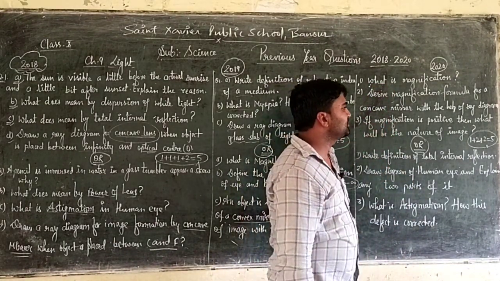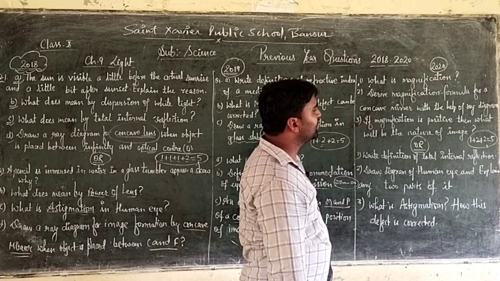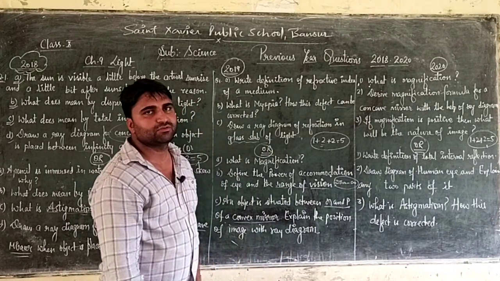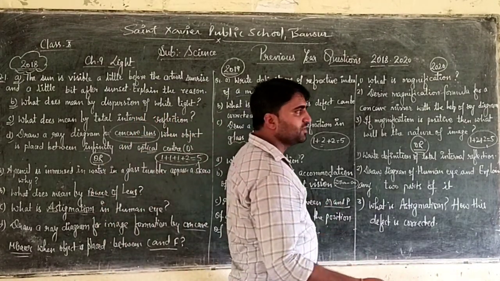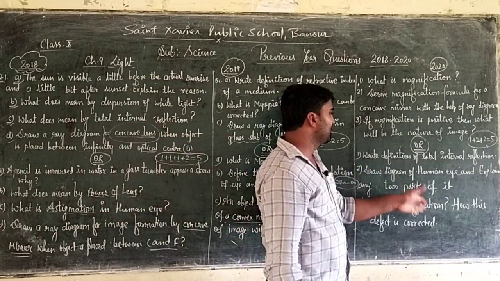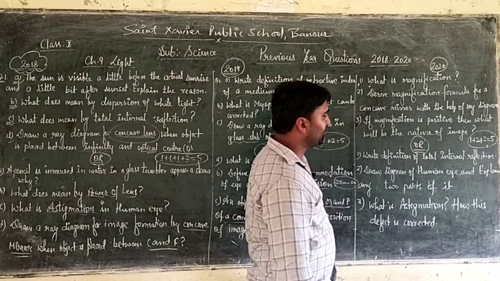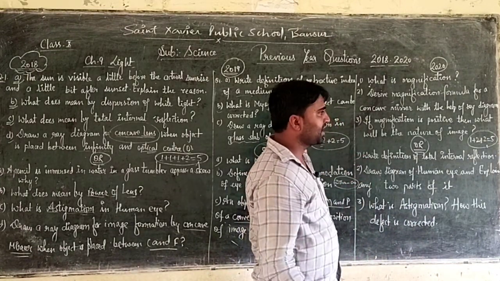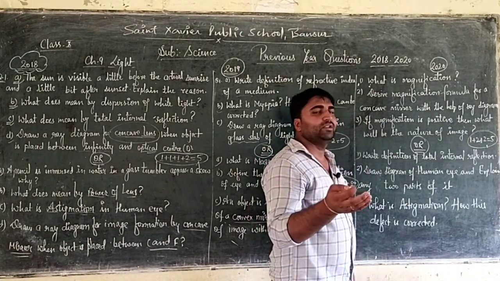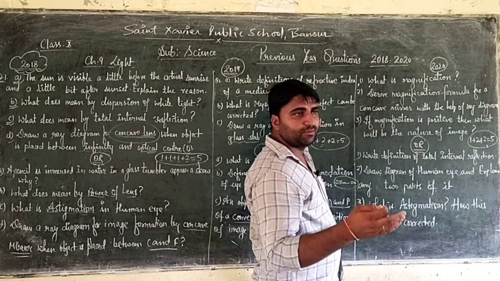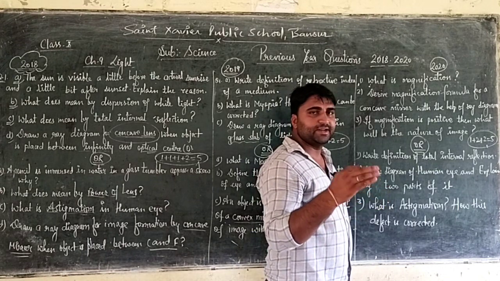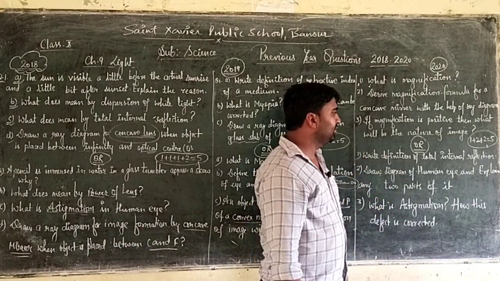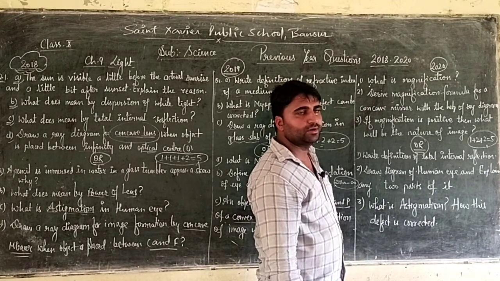If magnification is positive, then what will be the nature of the image? You know very well, if magnification is positive, then the image will be virtual and erect. Write the definition of total internal reflection. Here you have to define it. Total internal reflection, I told you about that: when the angle of incidence is more than the critical angle, then it will be total internal reflection.